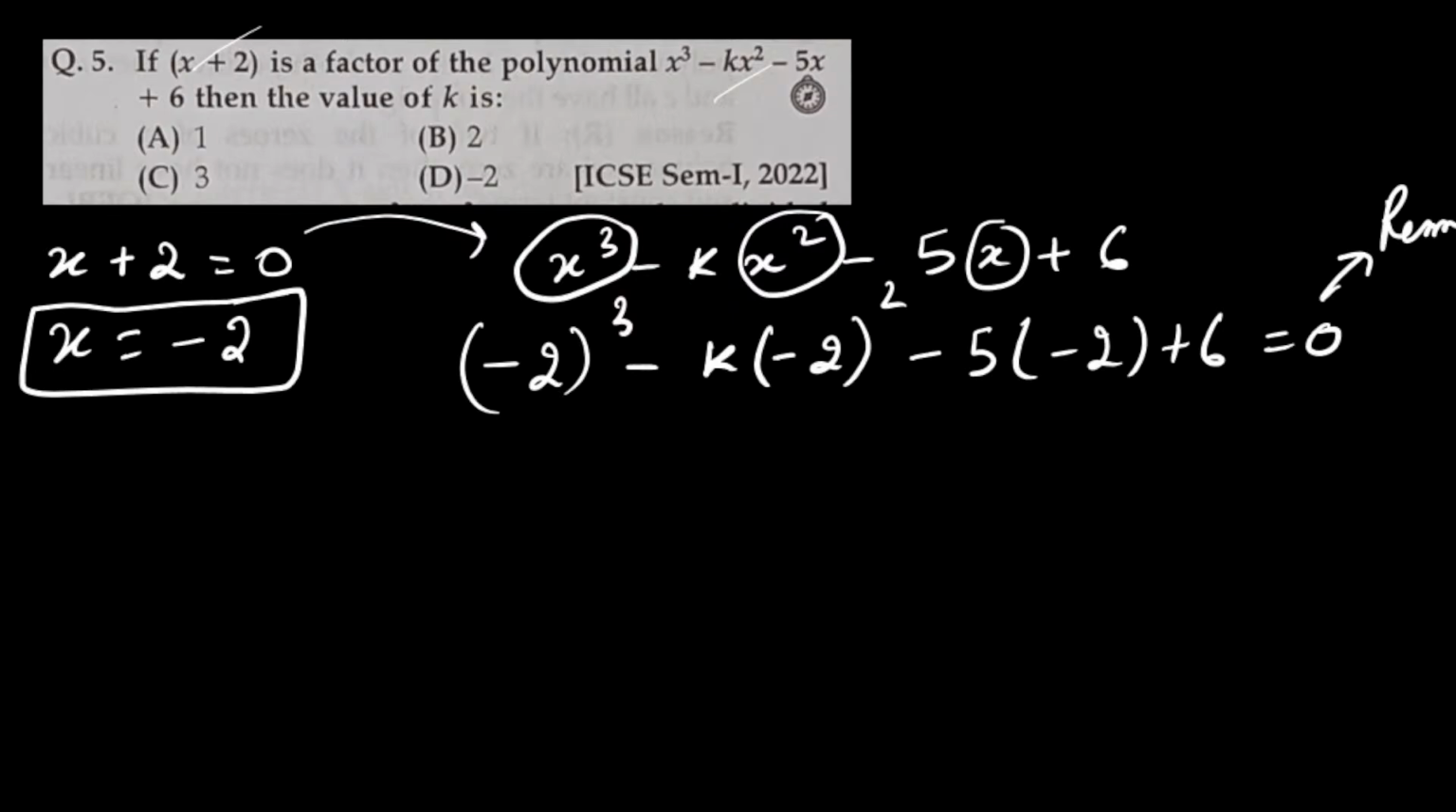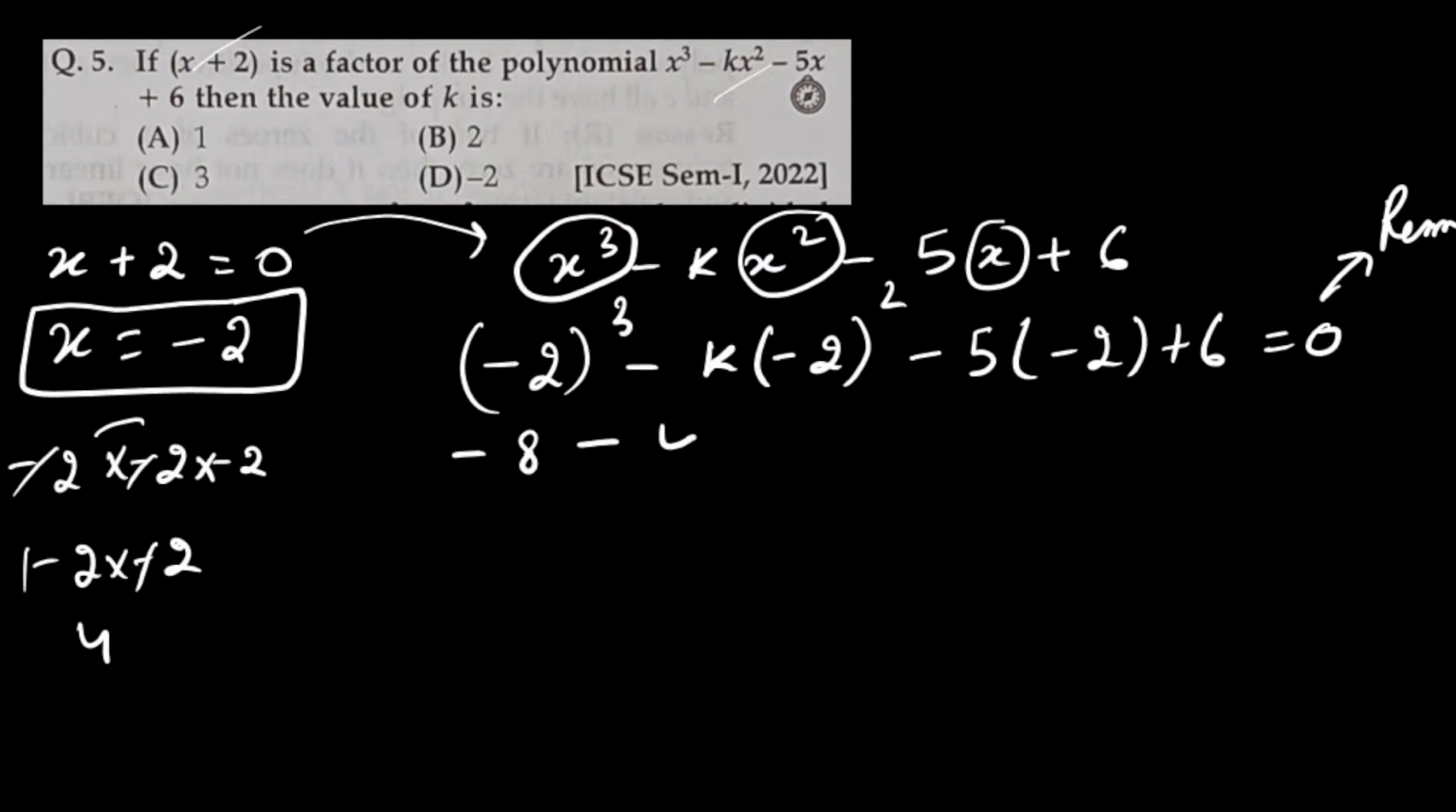So cube of a negative is negative, always remember, because this is minus 2 into minus 2 into minus 2. Two minus signs will get cancelled, so one minus sign will be left behind. So this is minus 8. But square of a negative is always positive, because minus 2 into minus 2, minus minus will get cancelled, so 4. So minus 4 into k is minus 4k.